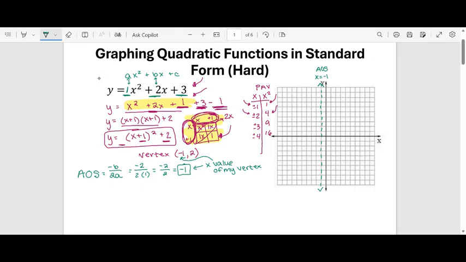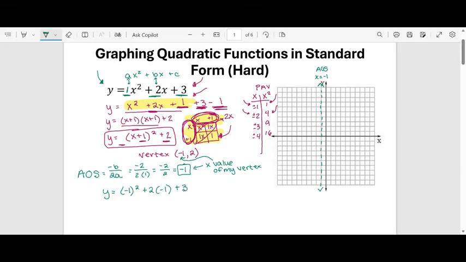So my original equation is up here: y equals 1x squared plus 2x plus 3. If I plug in -1 into that equation, I will be able to find the y value of my vertex, okay? So that's what I'm going to do. I will have y equals, this is going to be (-1) squared plus 2 times -1 plus 3.